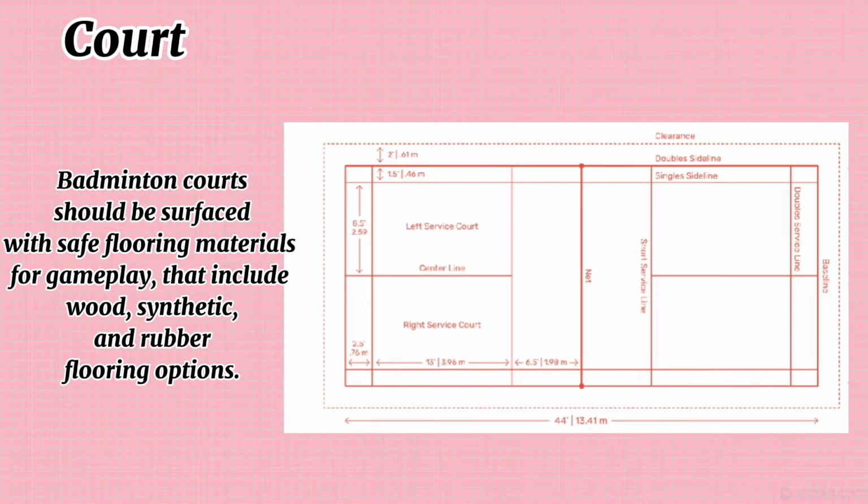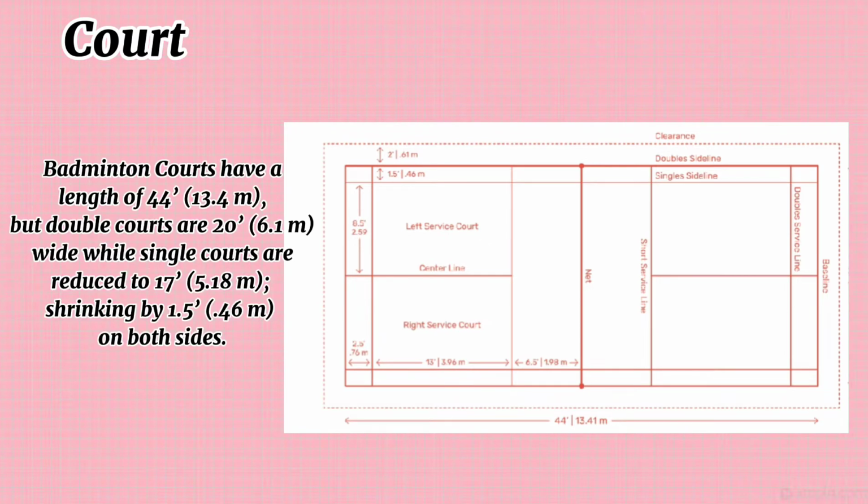Badminton courts have a length of 44 feet, which is equivalent to 13.4 meters, but double courts are 20 feet, which is 6.1 meters wide, while single courts are reduced to 17 feet, which is 5.18 meters, shrinking by 1.5 feet, which is 0.46 meters on both sides.